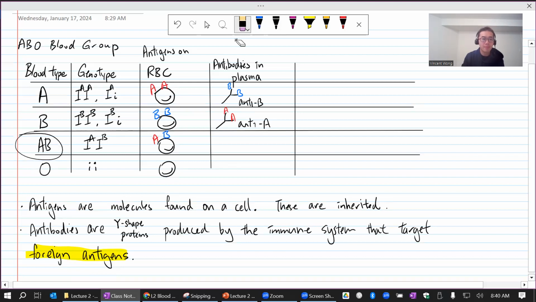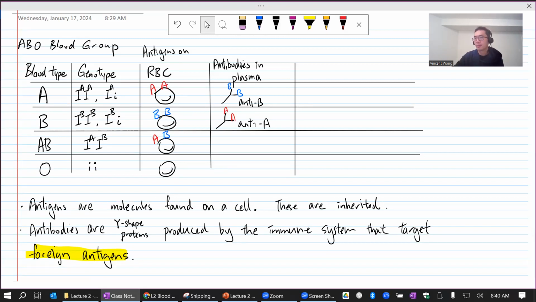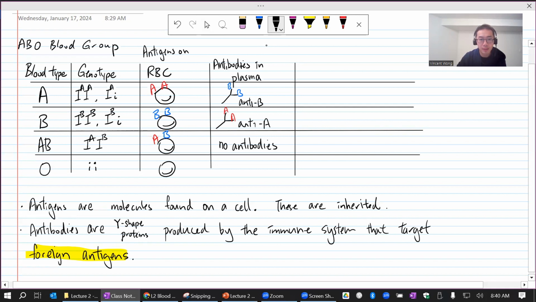How about someone who's AB? What kind of antibodies do they have? Do they have anti-A or anti-B? What do you think? None. That's right. No antibodies. Now I have to clarify here. When I say no antibodies, I'm talking about the blood group, like the A and the B. I'm not saying the person cannot make antibodies for chicken pox or something like that, right? This is just talking about within the ABO blood group.